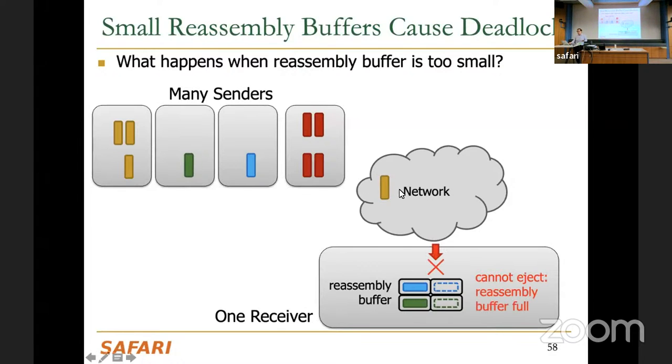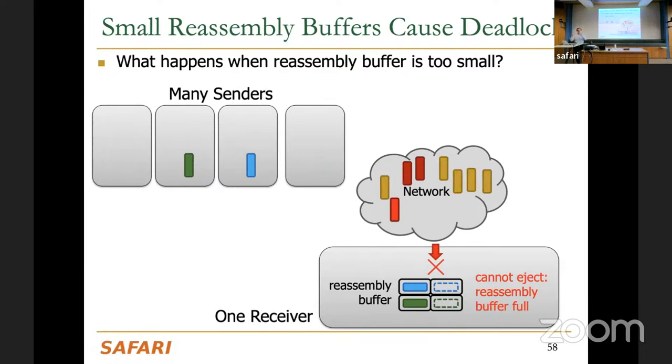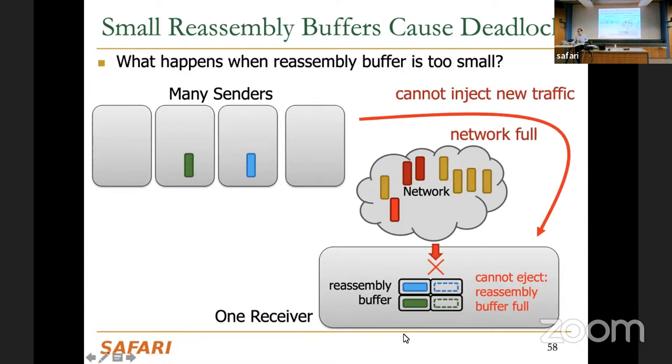This yellow one cannot eject out of the network because the buffer is full. Okay, fine. Everybody starts circling around the links, and none of them can eject because, remember, everybody's sending to this one receiver. Unfortunately, at some point the network becomes full, and these two poor flits cannot get injected. And now you're deadlocked, right? Your buffer is full, your network is full, there's nowhere to inject these things, and this buffer deallocation is waiting for these two things to arrive, but they can never be injected. So that's the problem, basically.